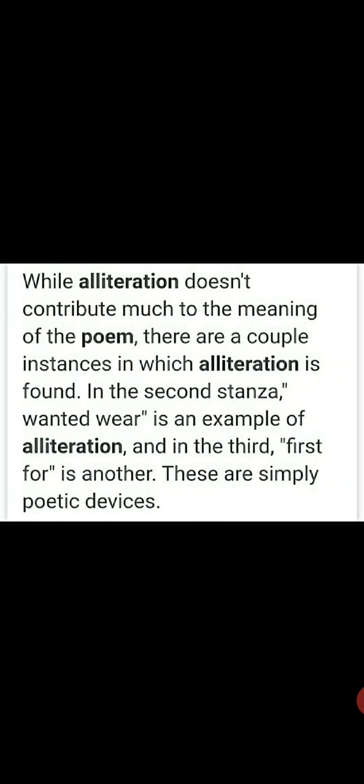See the third line of the third stanza. Oh, I kept the first for another day. Here, can you find the alliteration? Yes, first for. The f sound is repeated. F is a consonant, so alliteration is used here. Okay?